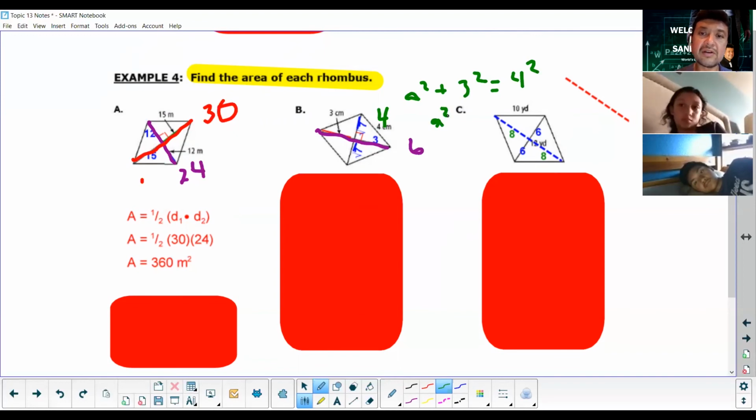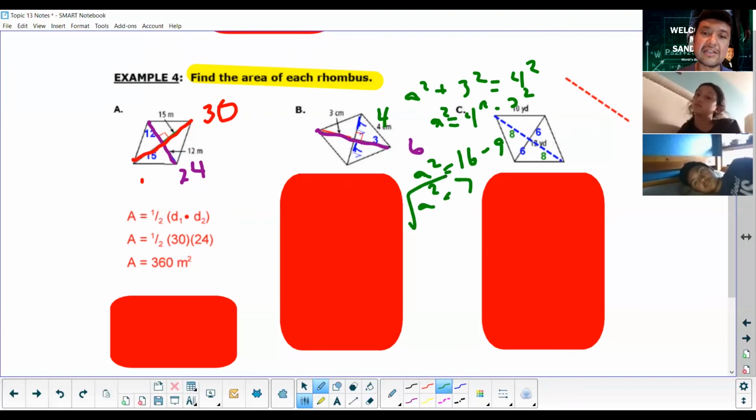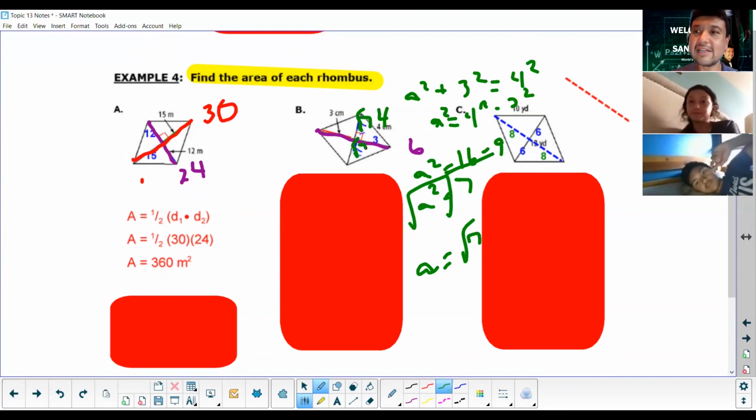We'll have a squared is equal to 4 squared minus 3 squared. So then you'll get a squared is equal to 16 minus 9. A squared equals 7. And then lastly, you take the square root of both sides. So a is the square root of 7. So this is the square root of 7 plus the square root of 7. So guess how many square roots of 7s I have, Celeste? 2. Yeah.